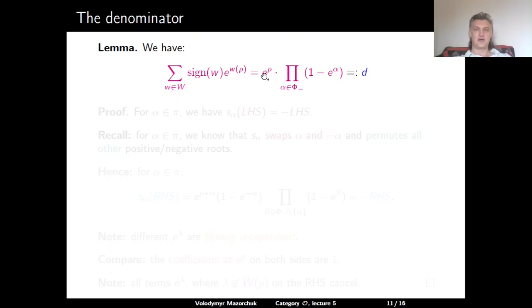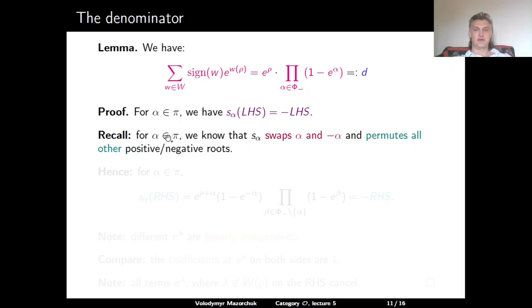So the product of the exponent of rho times the product over all negative roots of 1 minus the exponent of alpha. And this element we should remember from our character formula for Verma modules. Proof. For any simple root alpha, we have that the left-hand side of this formula changes the sign if we apply the simple reflection S alpha. So this is clear because of this sign coefficient in the sum.